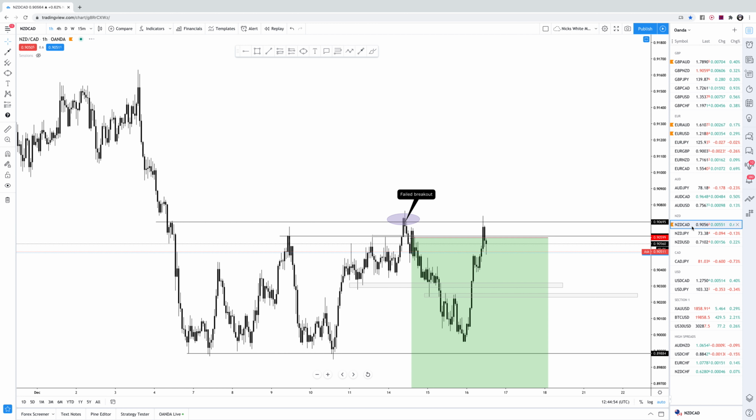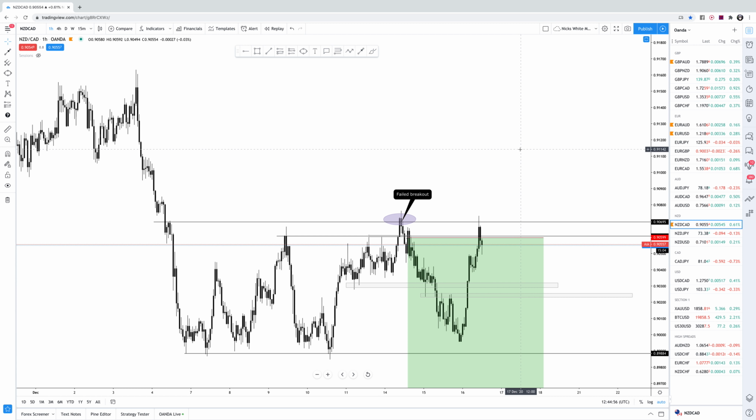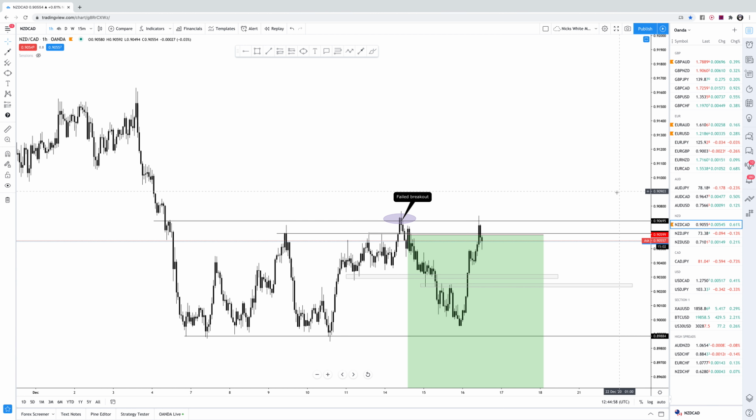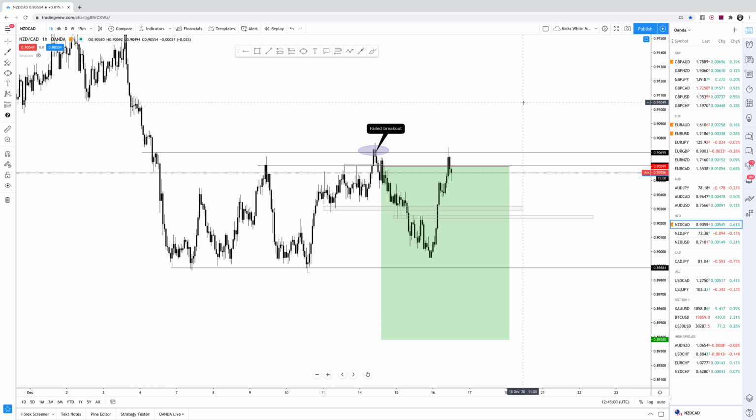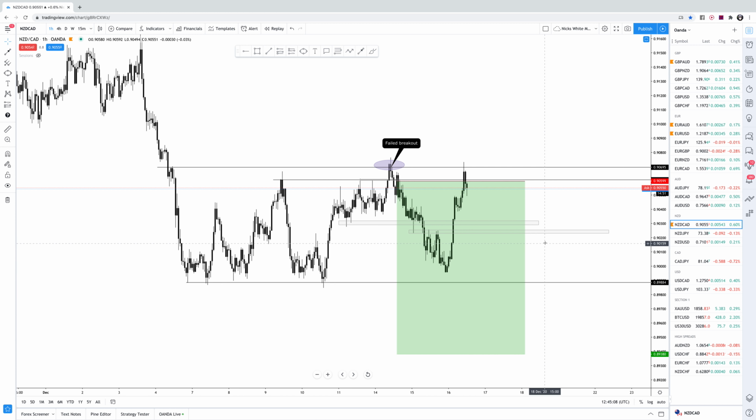So another one is New Zealand dollar, Canadian dollar. So I got into this trade. It ended up going into good profit. I think it was almost a 1-to-7 risk reward ratio. If you guys remember, I shared this in yesterday's video. Go back to my channel and look up yesterday's video about the AUD/JPY live trade.